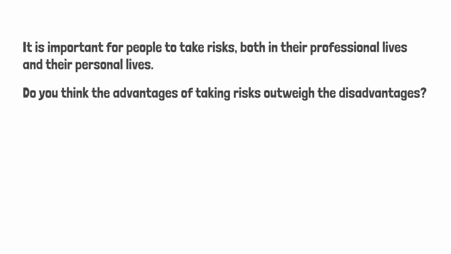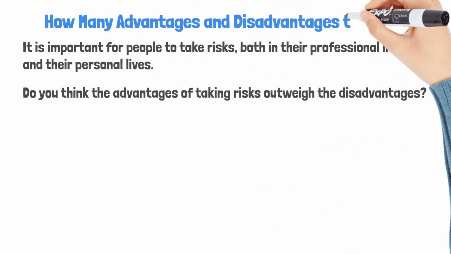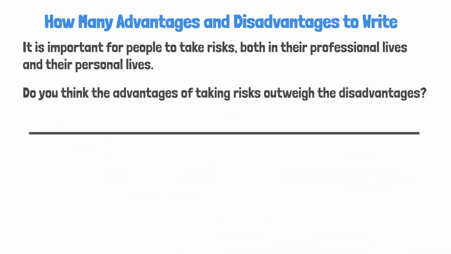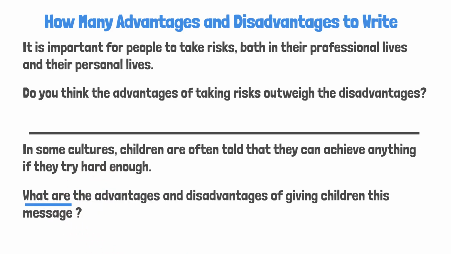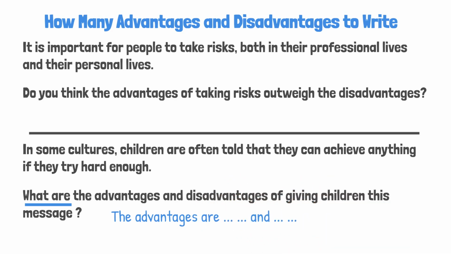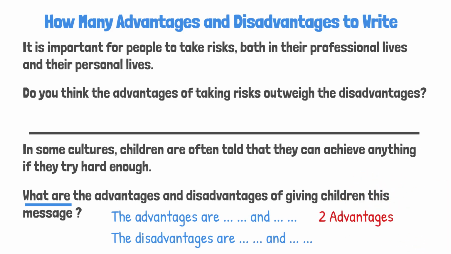The next question is how many advantages and disadvantages we should write in our essay. Please note that this type of question is different from the question of what are the advantages and the disadvantages. If they ask what the advantages and the disadvantages are, then you have to say the advantages are this and the disadvantages are this and this. That is to say, you have to write more than one advantage and more than one disadvantage.